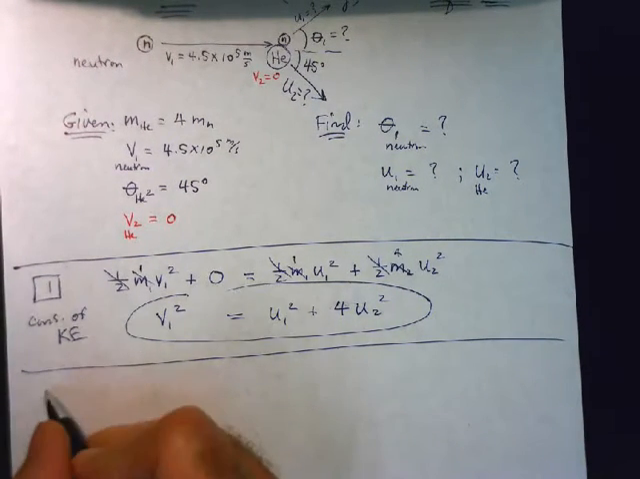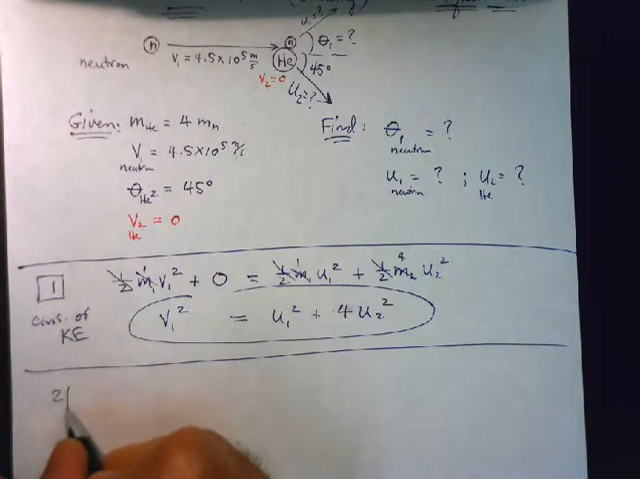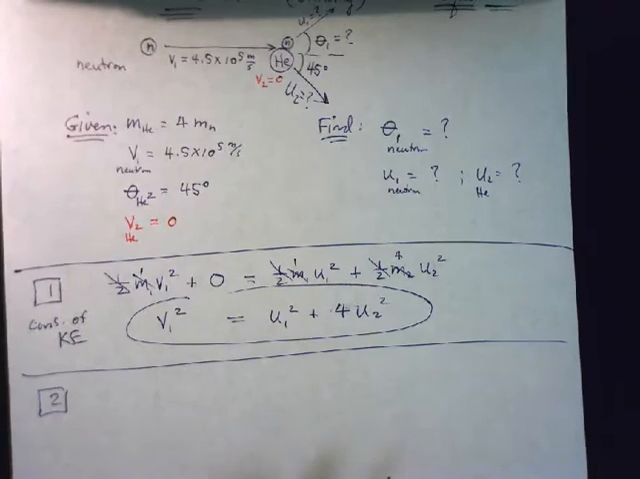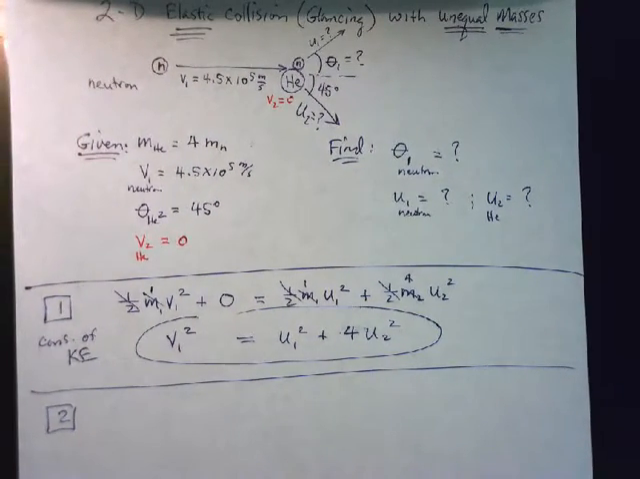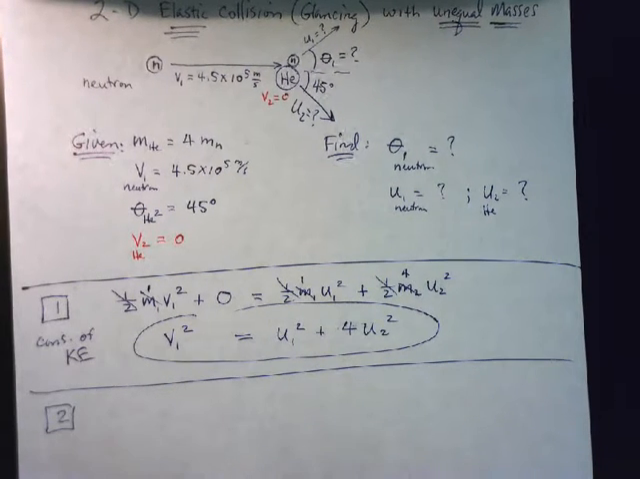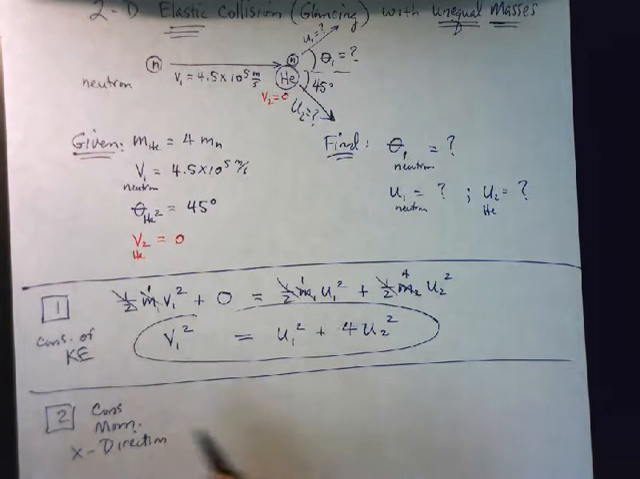So that's our first equation. Now this is a two-dimensional problem, so it's one of those situations where we have to break up the momentum into both x momentum and y momentum. Okay, so let's look at the conservation of momentum in the x direction, if you want to call it that.